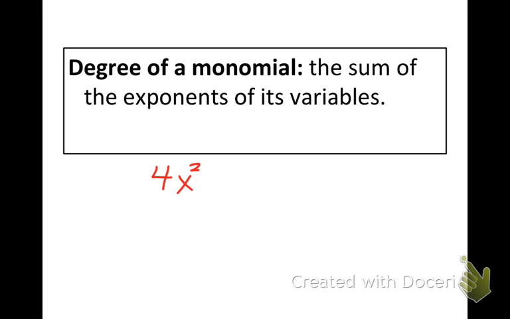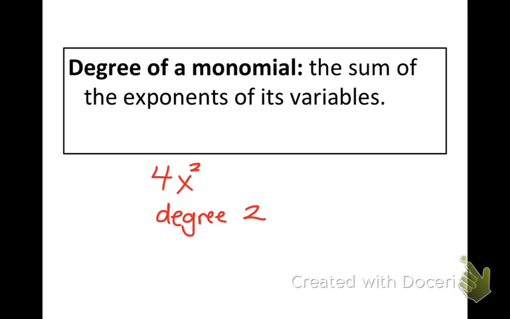Now the degree is the sum of the exponents of the variables. Keep in mind it's of the variables. So even though right now my 4 does have an exponent of 1, I'm not going to use that 1 when I'm talking about the degree. Since I only have a variable of x, my degree would be 2.